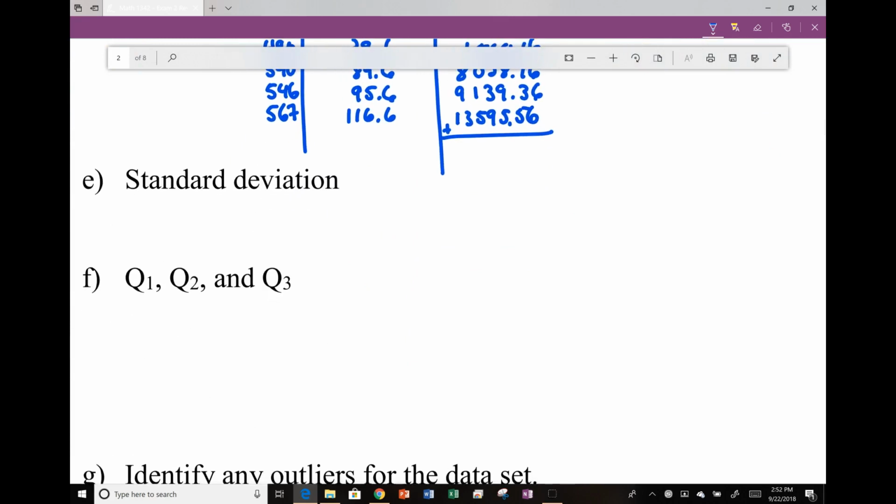Now part E asks us to find the standard deviation. So that's going to be sigma. We're going to take the square root of that 7,231.0. And when we take that square root, we get 85.035, so forth. We want to round to 1 decimal place, so that's going to be 85.0.